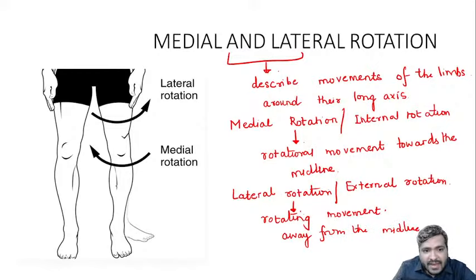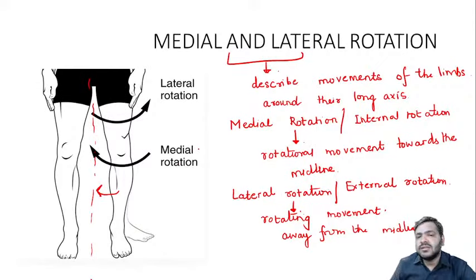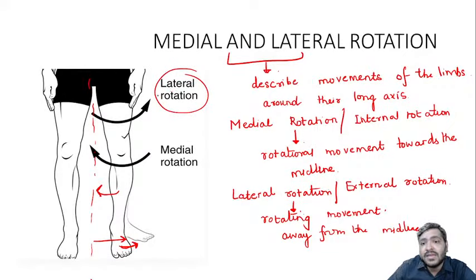So you can see that medially, if you are trying to rotate the leg, it will go towards the midline of the body, and this medial rotation is sometimes called internal rotation as well. Apart from that, the lateral rotation actually will shift your leg away from the midline, and this is basically the lateral rotation of the hip also. That is away from the midline and sometimes called the external rotation as well. So this is about the medial and the lateral rotation.